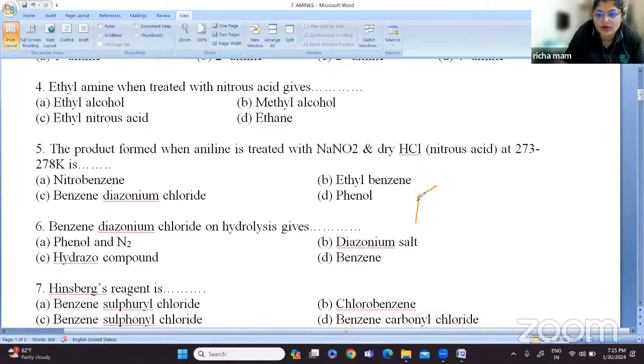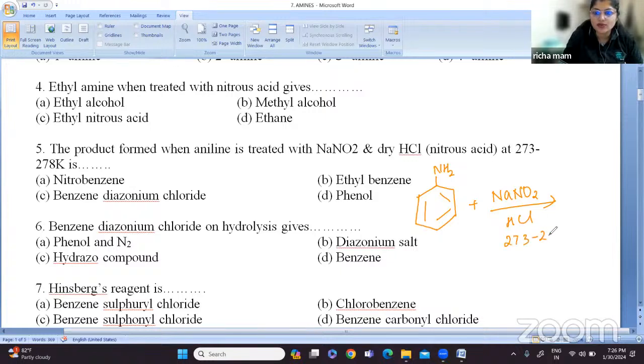So this is your aniline. When aniline is treated with NaNO2, that is sodium nitrite, plus hydrochloric acid at 273 to 278 Kelvin, that is nothing but 0 to 5 degrees Celsius, then what do you get? What do you get, students? Try to answer before I write the structure.